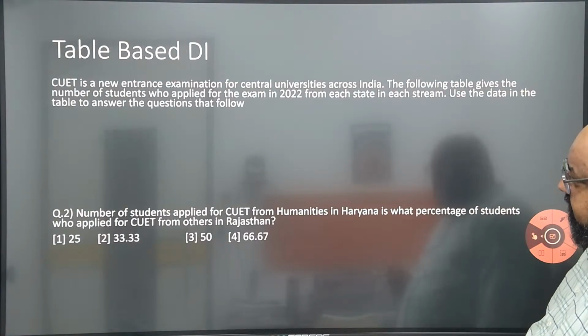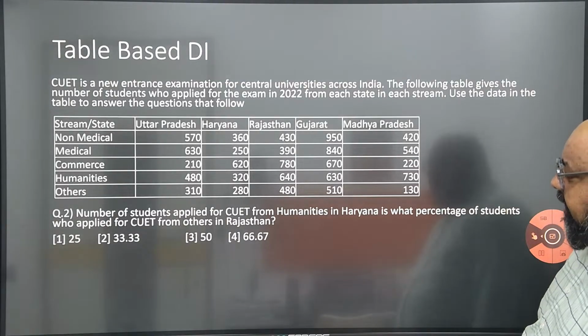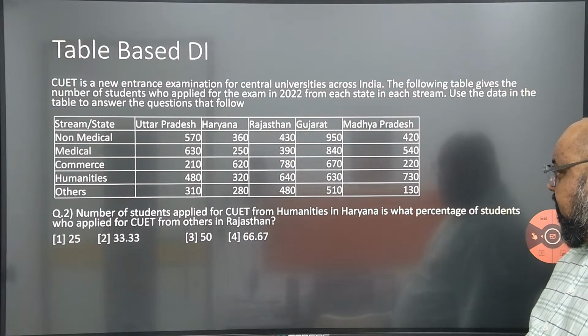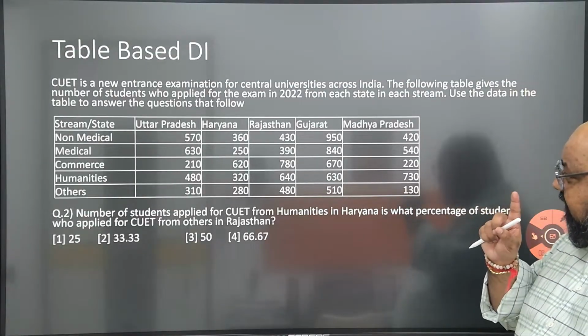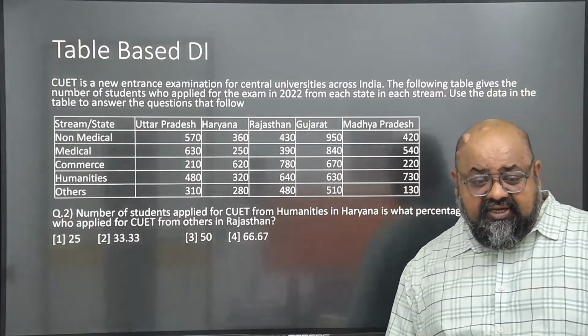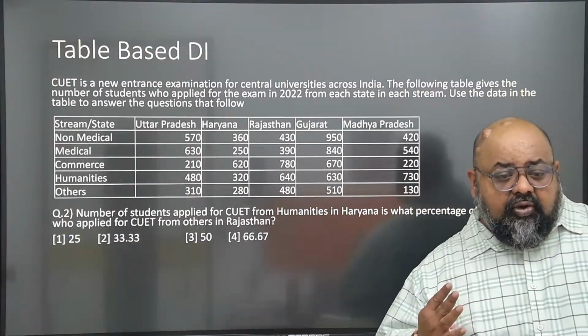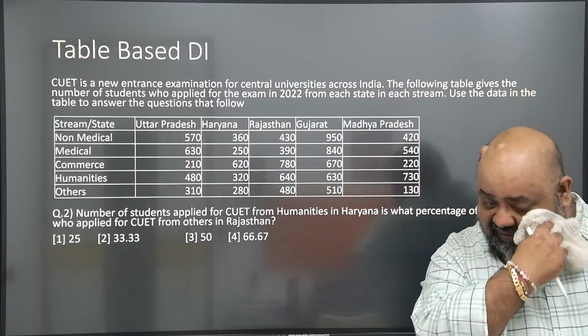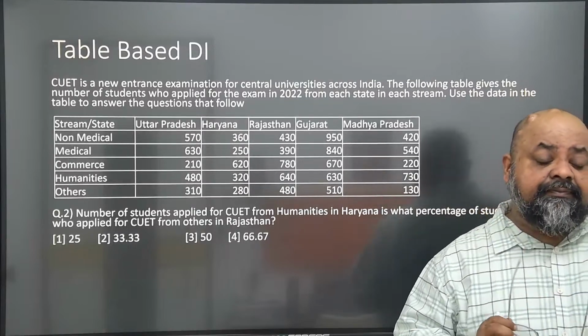Look at this question there. Same data. Now it says number of students applied for CUET for humanities in Haryana. Humanities in Haryana will be one value. Is what percentage of students who applied for CUET from others in Rajasthan. Again, others in Rajasthan is one value. कोई टोटल करने की जरूरत नहीं है, एक एक वैल्यू उठा के परसेंटेज बताना है. आंसर फॉर दिस.